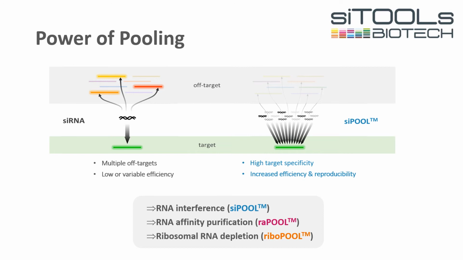And this pooling approach we also use for our other tools, the RAPOOLs, which are used for affinity purification, and the RiboPools, which are used for ribosomal RNA depletion in any species. And you can check out the RAPOOLs and the RiboPools in our other videos here on our YouTube channel.